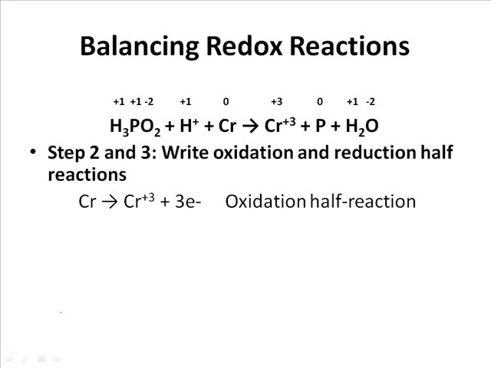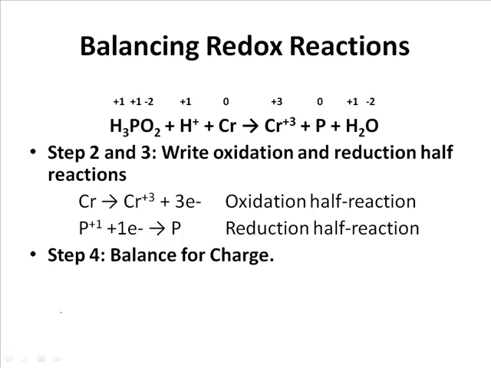So when I take a look here, I know Cr goes from 0 to +3, so that's my oxidation half reaction, and I need 3 electrons to balance out the charge. And P goes from +1 to 0, so I need 1 electron in order for it to be reduced.